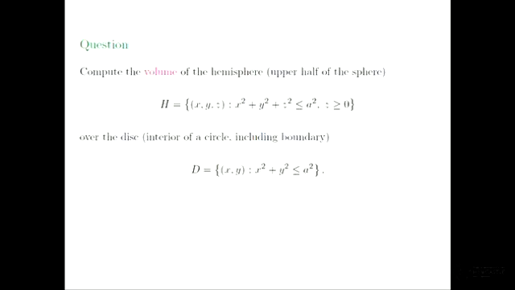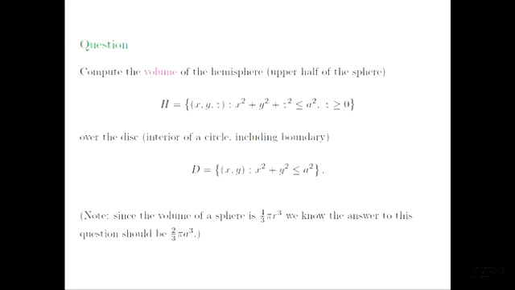4/3 pi r cubed. So what's the volume of half a sphere? Half of 4/3 is 2/3. Okay, so we know that the answer should be 2/3 pi a cubed. But just keep that in mind if we ask you a question, like what's a quarter area of the circle, that you don't necessarily have to use integration.